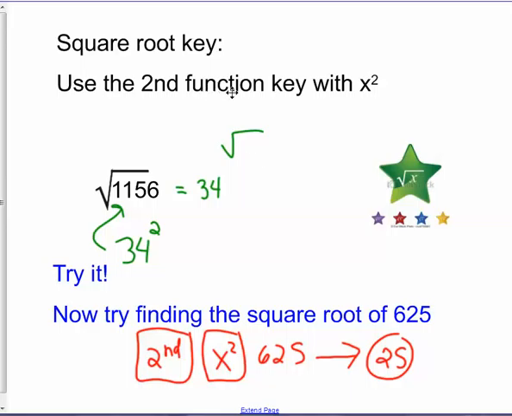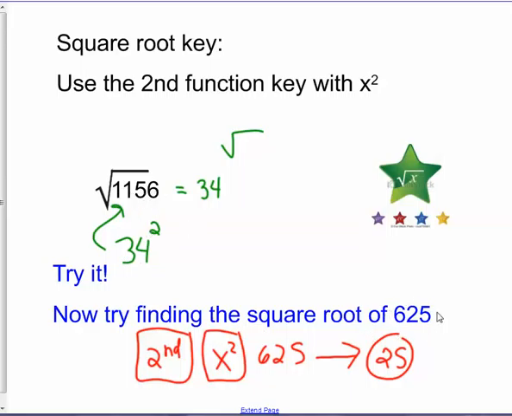Second function just means that not only can that key give you a number squared, but it has another purpose, another function to it. And if you hit the second key, you get what's above that, which is the square root. So if I want the square root of 1,156, I hit the second function key, x squared, put in 1,156 and press equals, and I get 34. And this means that 34 times itself gives me 1,156 as a product.